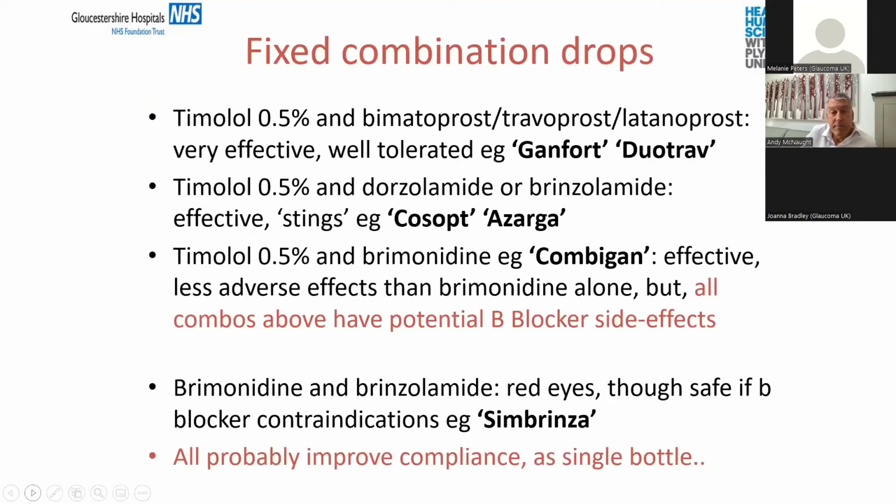Next one, thanks. Yeah, so timolol, the beta blocker I mentioned, and these prostaglandins appear in combination drops called variously Ganfort, Duotrav. Timolol appears with the carbonic anhydrase drugs Trusopt and Azopt in Cosopt and Azarga, and timolol appears with brimonidine in Combigan as well. There's yet another combination, which is brimonidine and brinzolamide together, which is very much a last resort because it's got a very strong tendency to make the eyes red and sore.